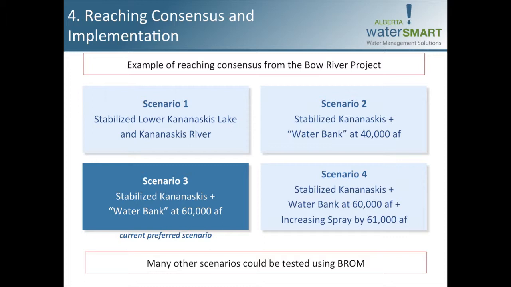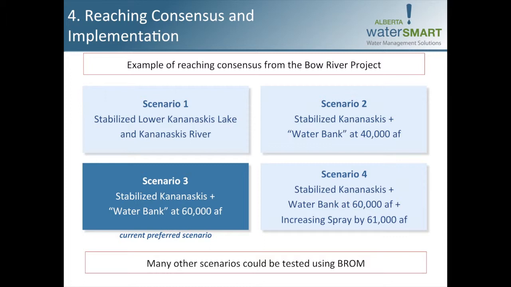The first was stabilizing Lower Kananaskis Lake. I showed you the drop, 13.5 meters from full to empty. The idea with stabilizing the lake is that it would only fluctuate, I think it's half a meter, maybe 1 meter tops over the year. And then in turn, you're stabilizing the river below it. That creates fish habitat, recreational opportunities, etc. So that was built into all 4 scenarios, as well as a doubling of storage in the Western Irrigation District.